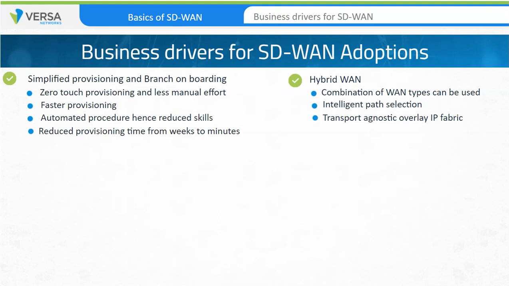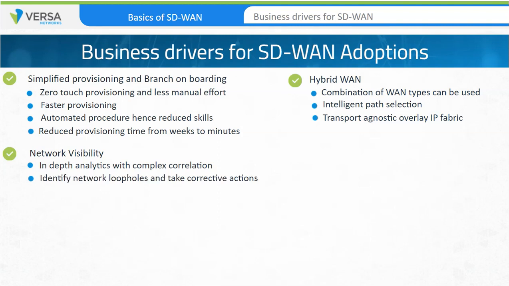The third business driver is network visibility. Next-gen WAN architectures provide in-depth analytics and visibility of network services with complex correlation on various performance parameters. This helps businesses identify loopholes in their present network architectures and take corrective actions. It helps in better planning and resource augmentation to support growing business needs and increase the efficiency of the WAN environment. The fourth business driver is administration improvements.